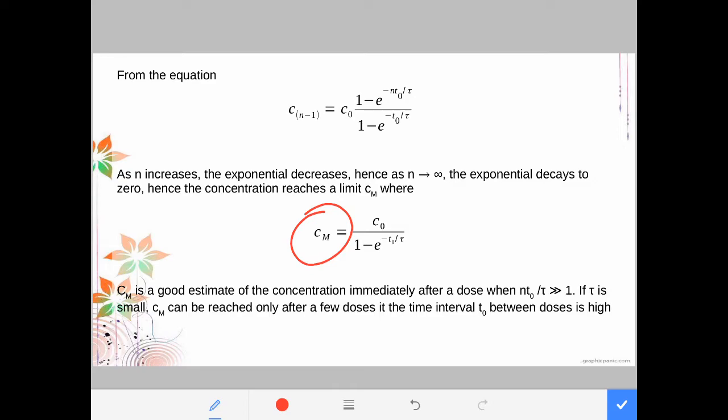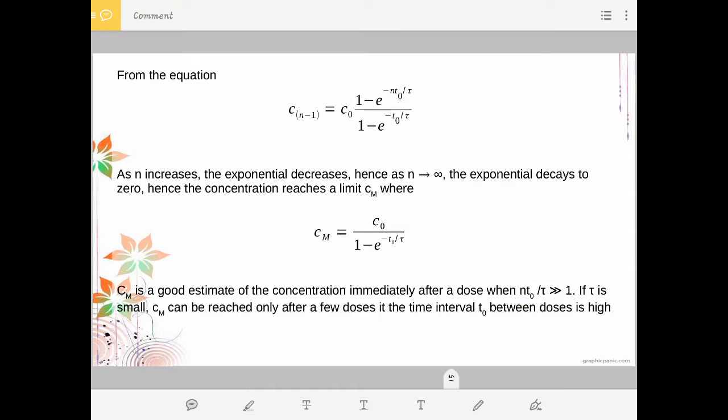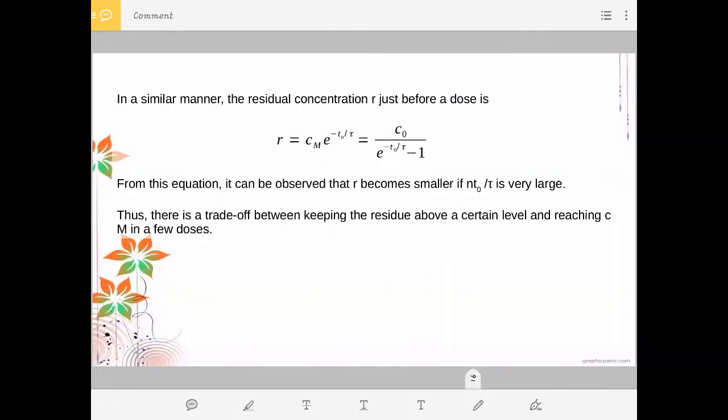When NT over tau is much greater than 1, we usually reach the limit after about 5 doses. So Cm, the limit, can be reached in only a few doses if the time interval between doses is high. If you have a high time interval, the limit is reached immediately.